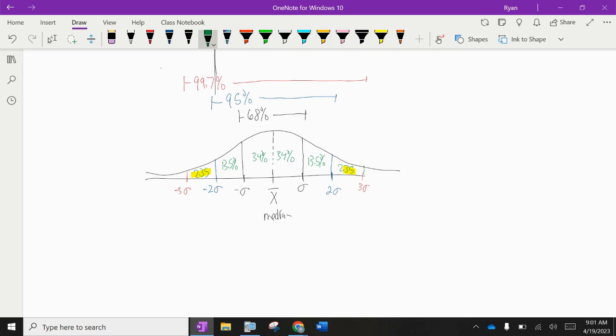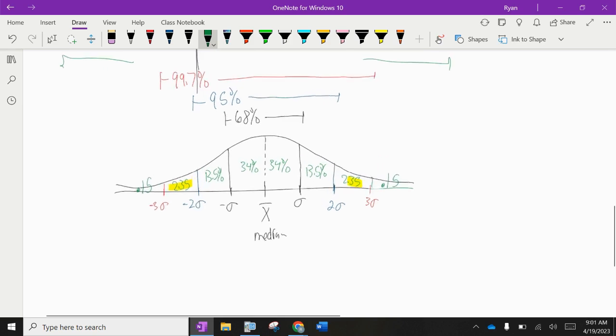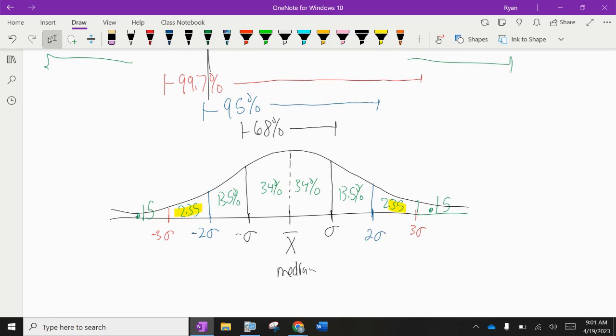And if I went all the way to the left, all the way to the right, 100 minus 99.7 is 0.3. So as we go even further to the left, it's 0.15% there, 0.15% over there. These are the number breakdowns for our normal curve. They're always going to be the breakdowns for the normal curve. These are the numbers you're going to need to know.